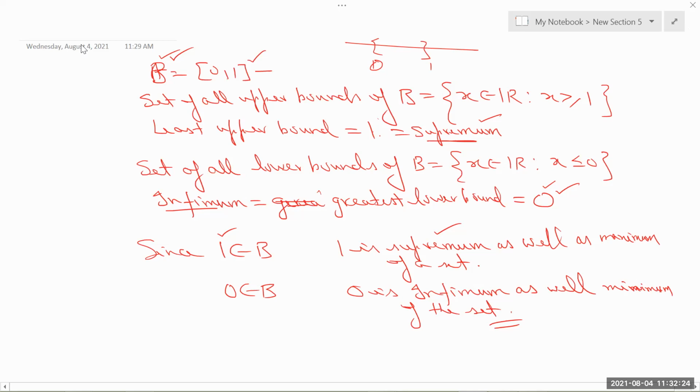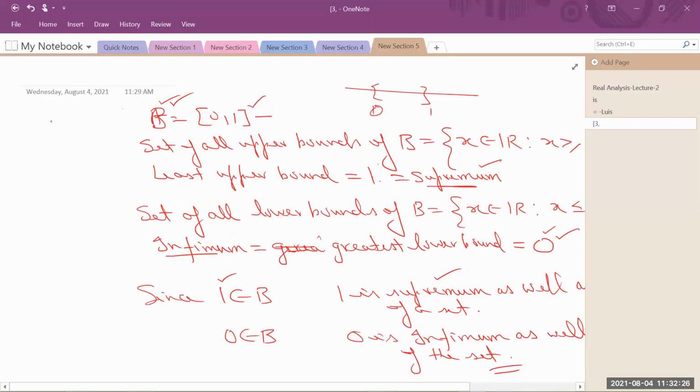Why is it bounded? Anyone? This set is bounded because it is bounded above as well as bounded below. See, this set is bounded above and also bounded below.